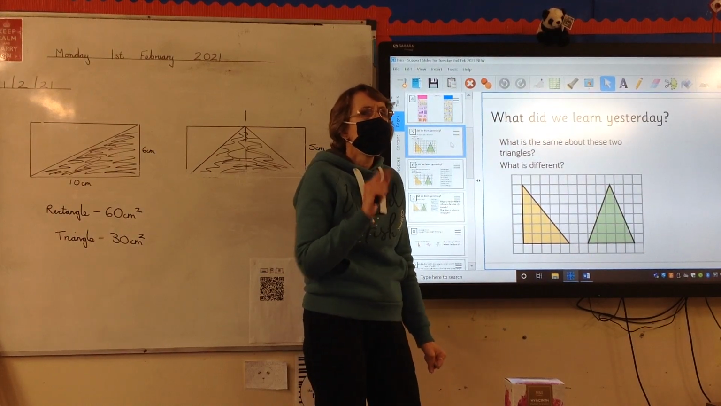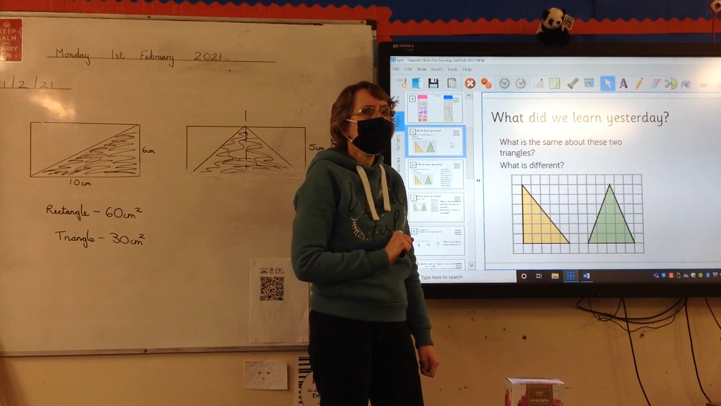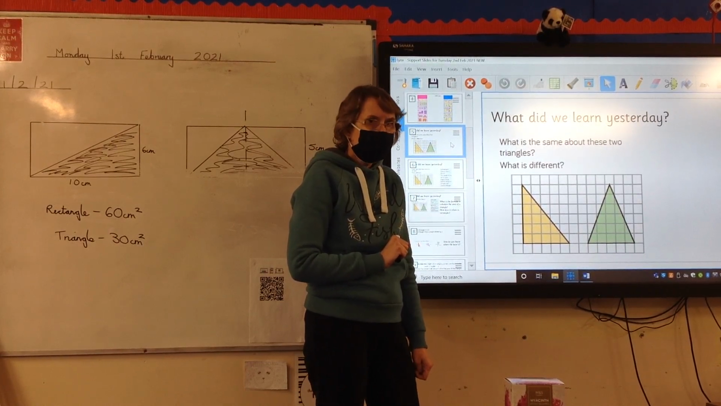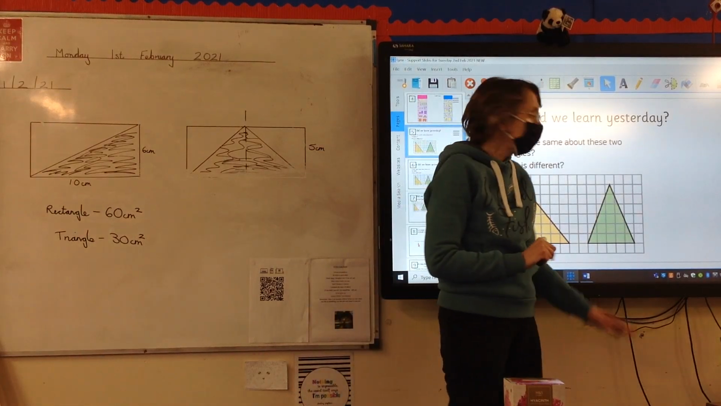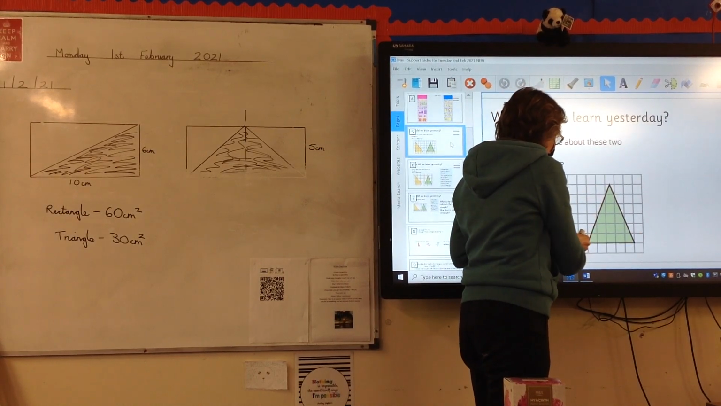An isosceles. Good. Well done. What can you tell me about an isosceles triangle? Is that two sides are the same, and the bottom isn't. Good, excellent work, well done. An isosceles triangle has two sides that are the same and one different.